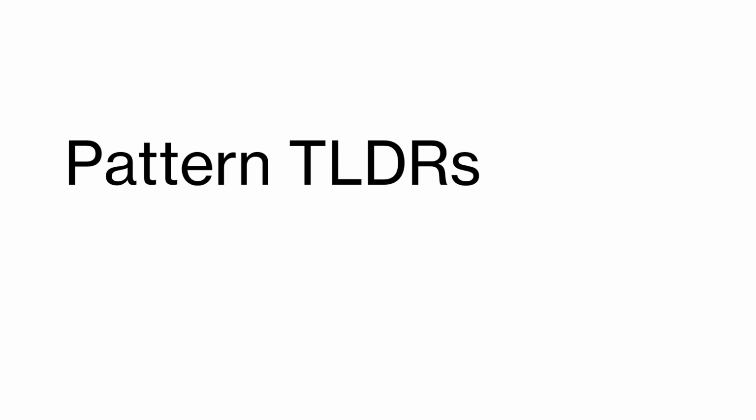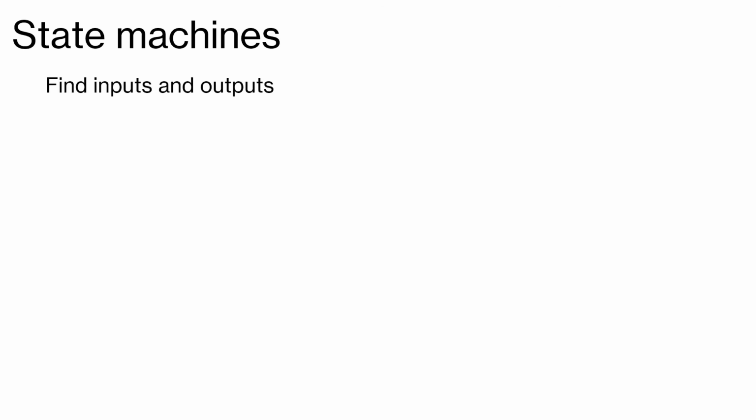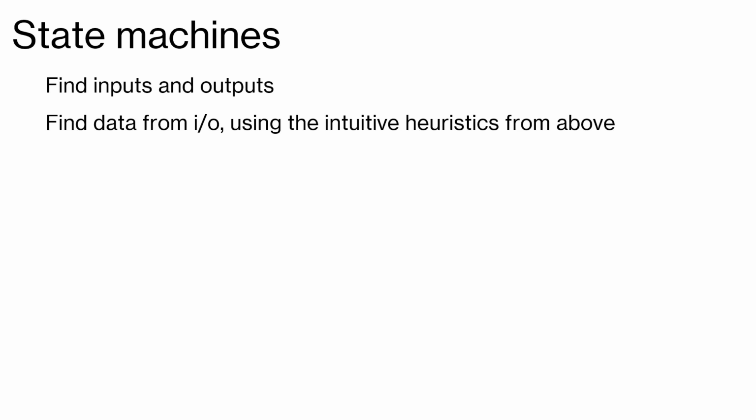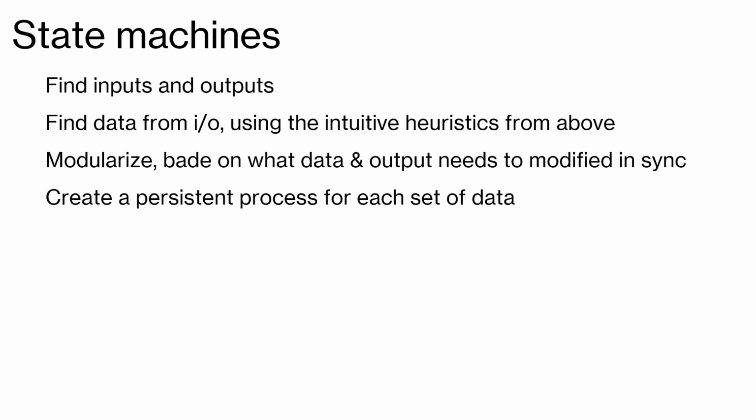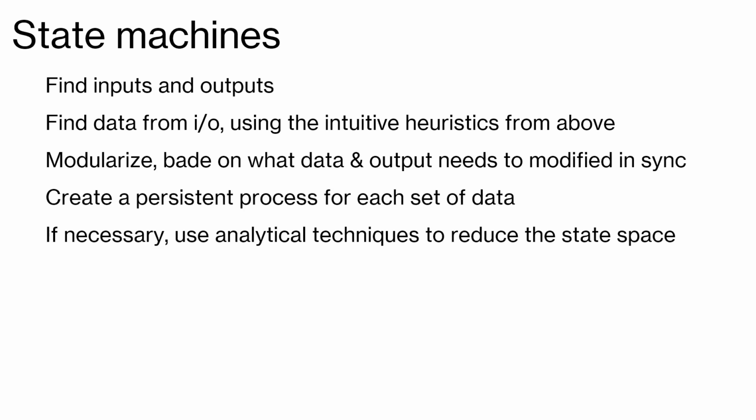Right, pattern TLDRs for what we have done for the pattern so far. State machines. How to make state machines. Find all your inputs and outputs. Find the data. Minimize the data. Modularize based on what needs to be modified in sync. Separate by what needs to be modified at the same time. And put these globs of data into their own state machines. If you need to use analytical techniques, chances are you can do a lot of this just by intuition.